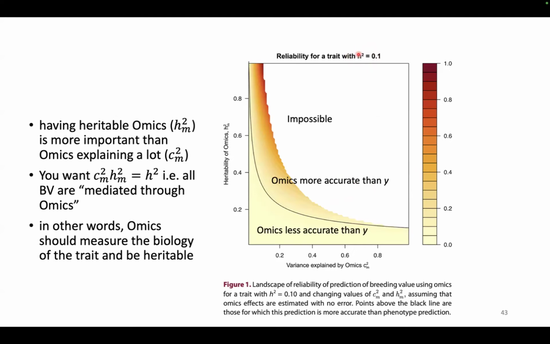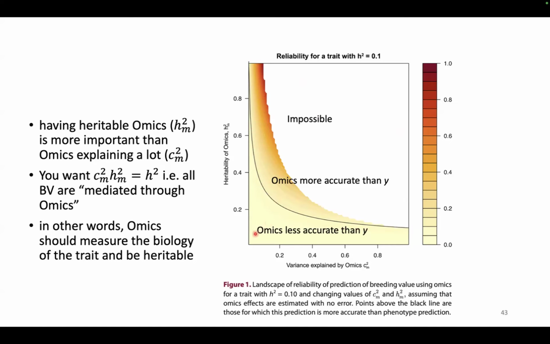So in this space of heritability 0.1, you can have a percentage of variance explained by the omics, and then the omics itself can be heritable. But some points are impossible. Because of the equation, you cannot have heritability 0.1 and then 100% variance explained by omics and omics 100% heritable. That is just impossible. So we have this core space here.